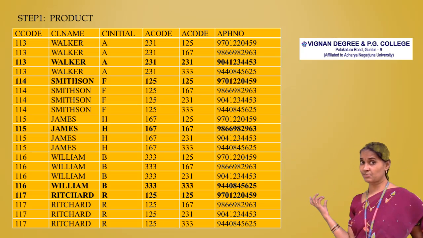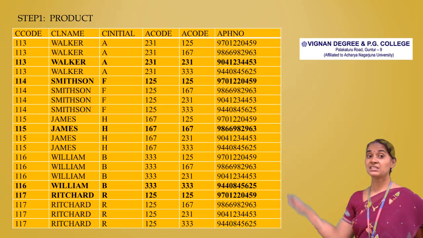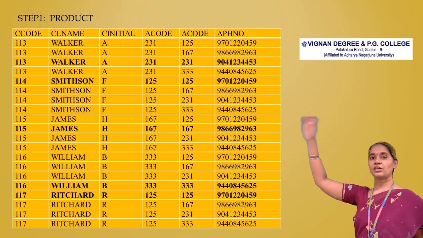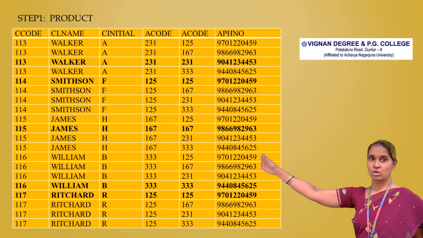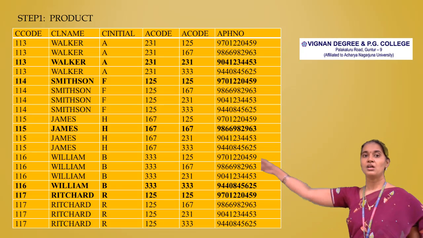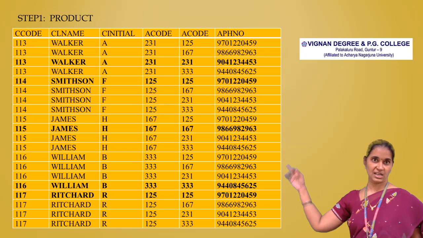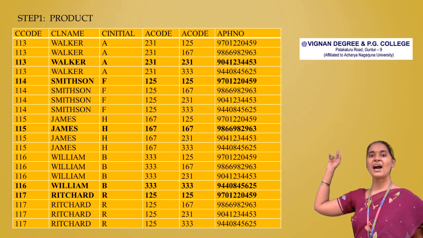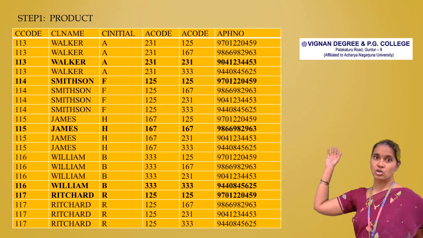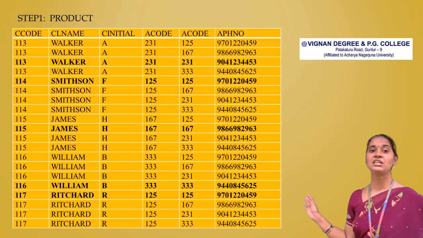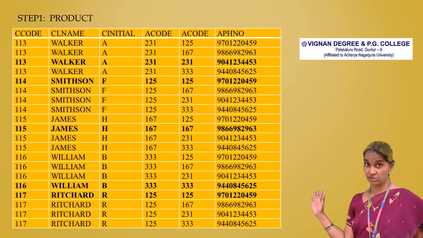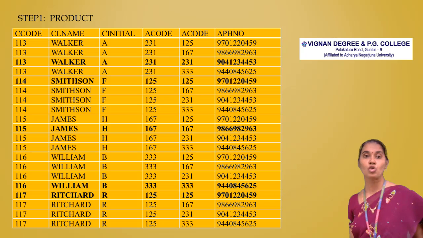If you look at this diagram carefully, we consider the column names as a combination of both the customer table and the agent table. What are the fields in the customer table? Customer code, customer last name, customer initial, A code. The first 4 columns are the customer table columns. The last 2 are agent table columns, A code and A phone number. So if we perform the Cartesian product on both tables, the customer has 5 rows, the agent has 3 rows. If I multiply both, I get 15 rows like this.